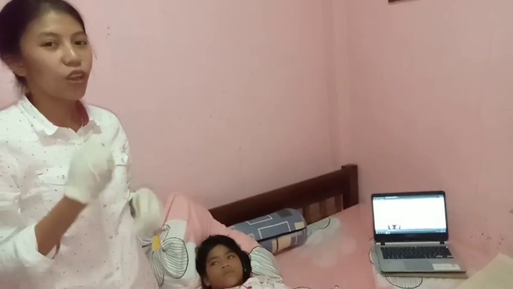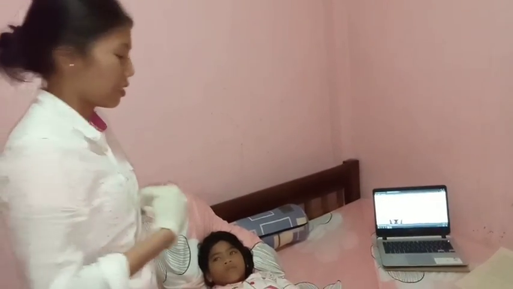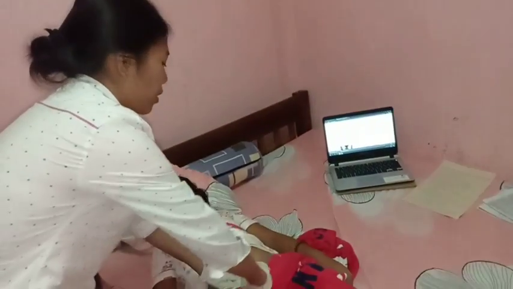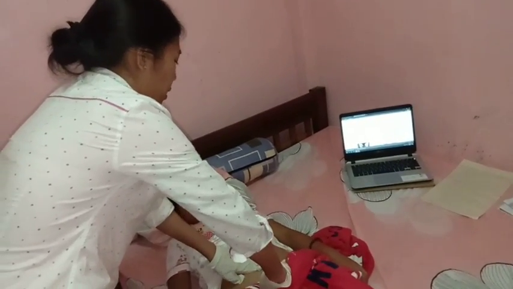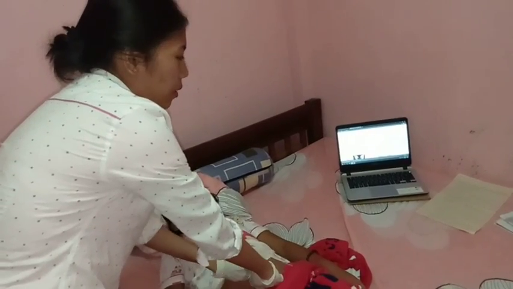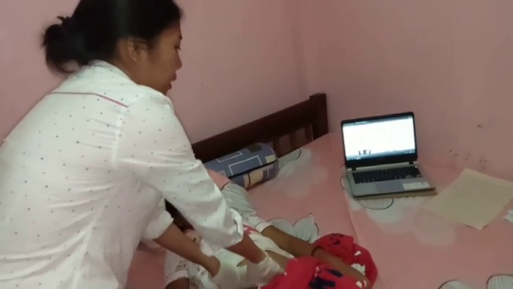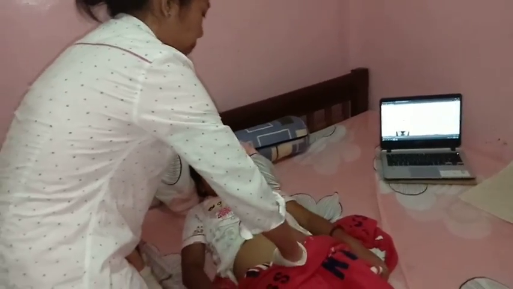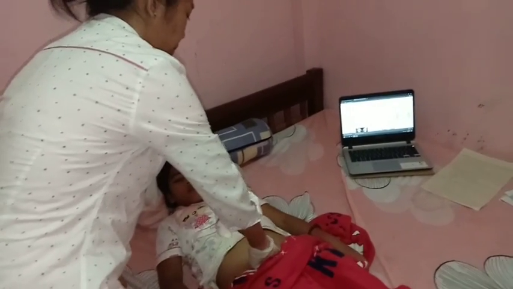An empty bladder is neither palpable nor tender. For the symphysis pubis, we'll locate the symphysis pubis and then palpate upward, slightly upward.